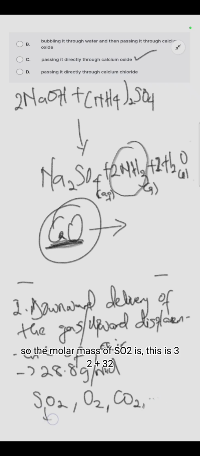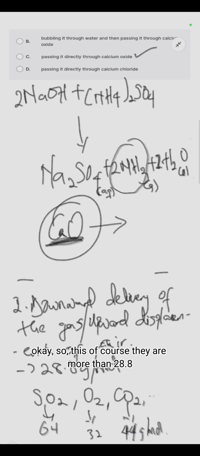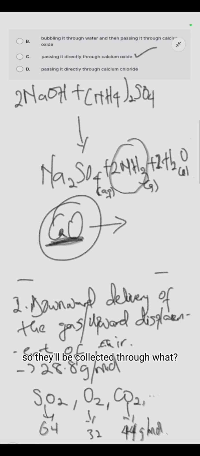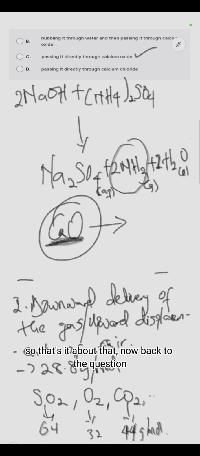So the molar mass of SO2 is 32 plus 32, so this is 64, O2 is 32, and CO2 is 44 gram per mole. Okay, so of course, they are more than 28.8, so they'll be collected through the downward delivery of the gas or upward displacement of air. All right, so that's it about that.